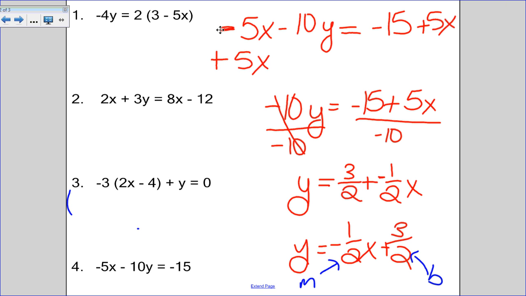Okay, guys, so these are a lot of steps. It shouldn't be totally new on how you do this, but it might be a little difficult at first. Remember, your ultimate goal is to get it to look like y equals mx plus b. Okay, go ahead and start trying some of your practice problems at this point.